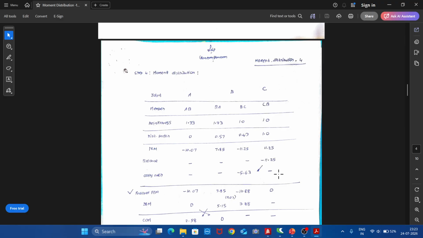And here we will not have any values because there is no value here. Only we have value here, minus 11.25, here 0, therefore 0. So half the amount will be carried over.